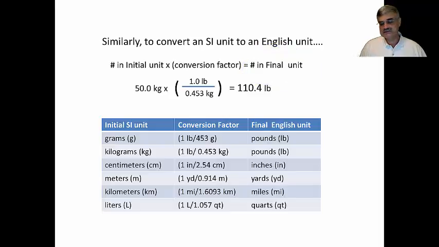So let's say that you're on a trip to England over the summer, over the holidays, and you've been dining on bangers and mash for like a week now, and you're starting to feel a little ill. And so you go to the doctor, and the first thing the doctor does is he weighs you, and he says you weigh 50 kilograms.